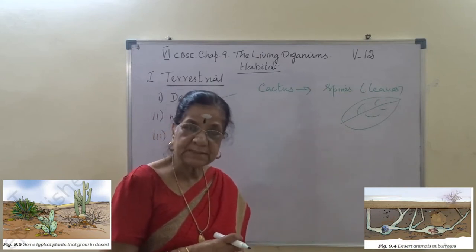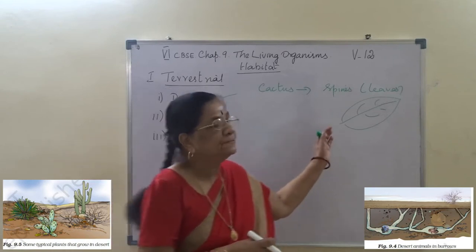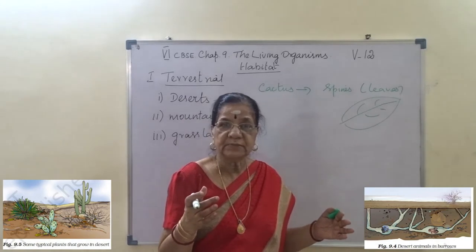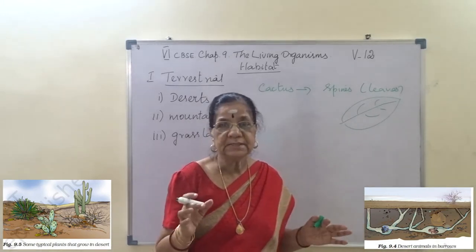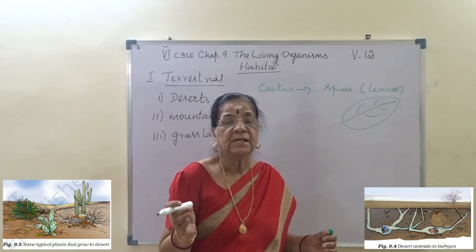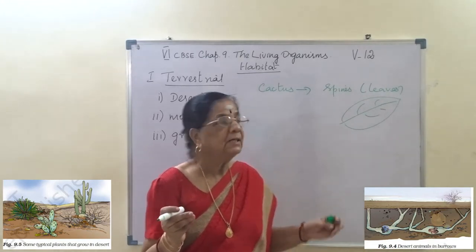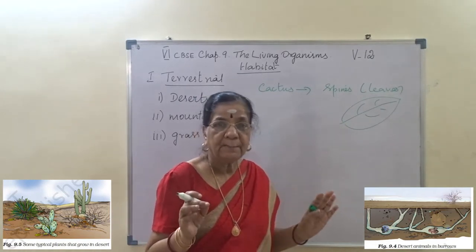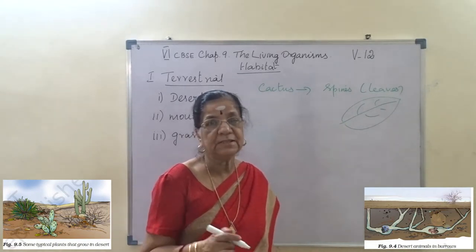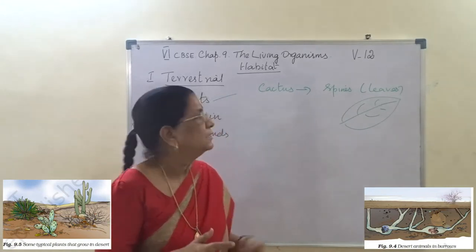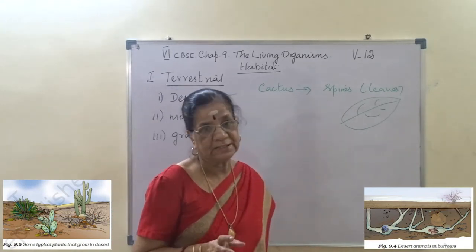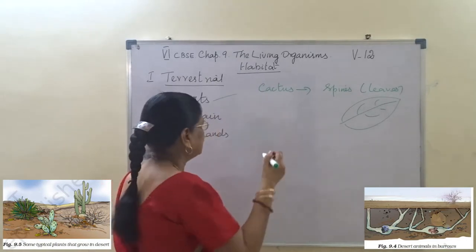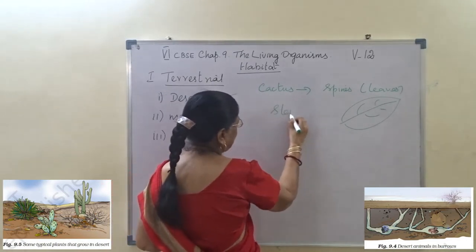But if it is present in a desert condition, this lamina will absorb more water and that water will be evaporated. Then it is of no use. So it is nature's adaptation that in cactus plants the leaves are much reduced, or we say absent, or reduced into spines. Then how is photosynthesis taking place? It is taking place by the stem.